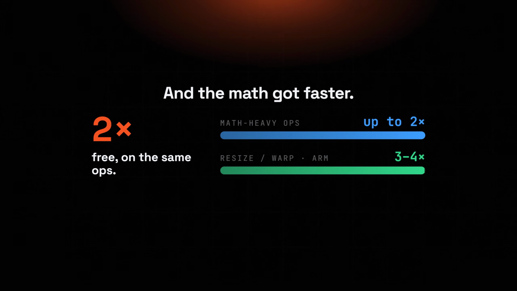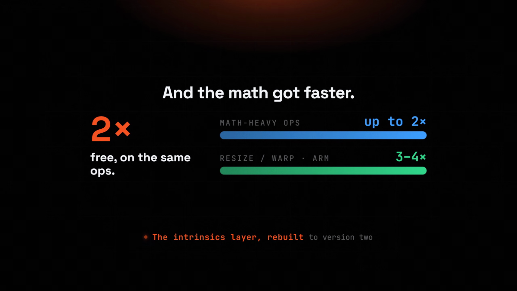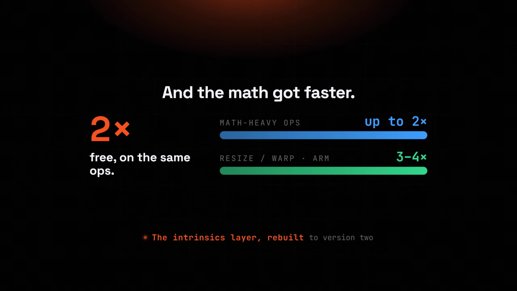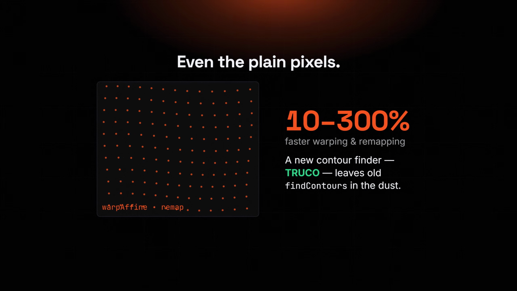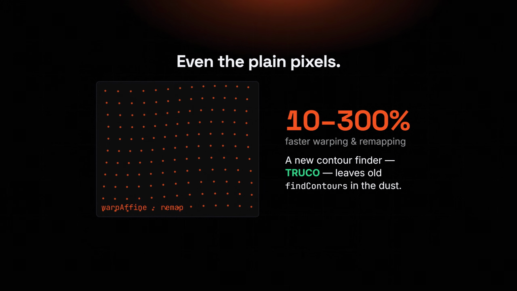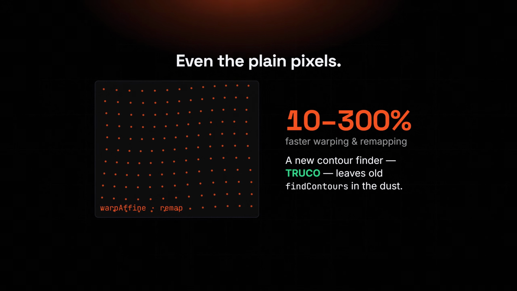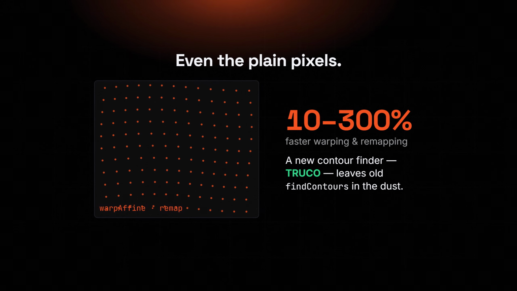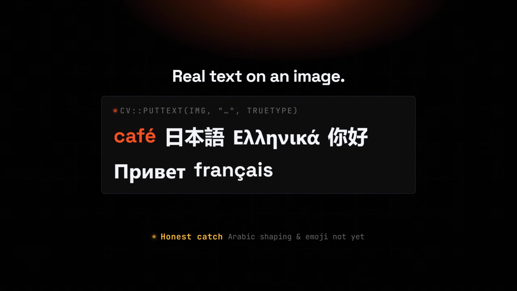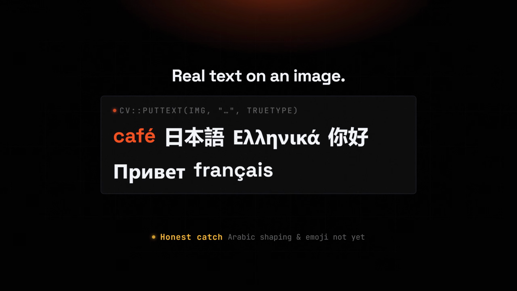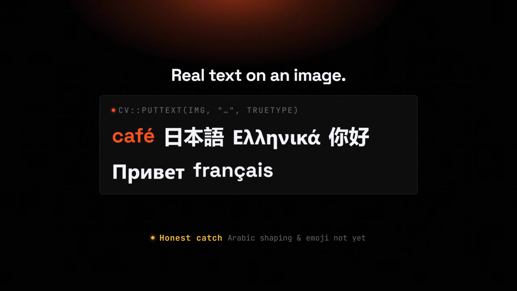The raw performance jumped too, up to 2 times faster on math-heavy work, and 3 to 4 times faster on ARM for things like resizing. The whole low-level intrinsics layer was rebuilt to version 2. Even the boring image operations got love. Warping and remapping are anywhere from 10% to over 300% faster, and contour finding got a brand new algorithm, cheekily named TRUCO, that leaves the old findContours in the dust. And drawing text on an image finally grew up. There is a real TrueType renderer with an embedded font now, so you can put proper Unicode labels on a frame, though complex scripts like Arabic and color emoji still are not there yet.